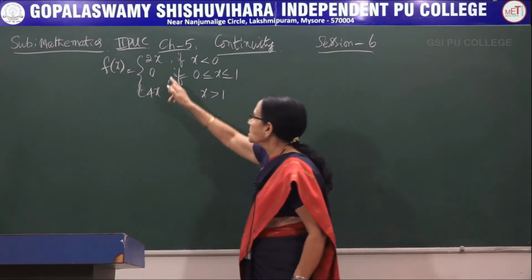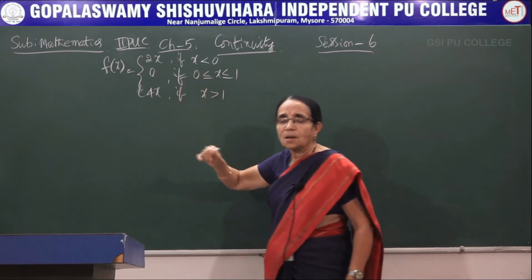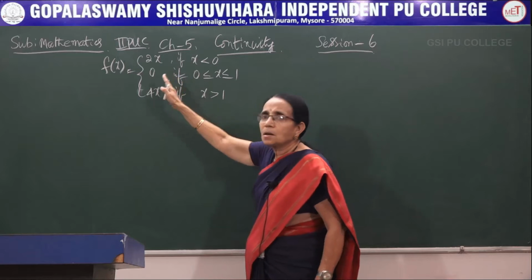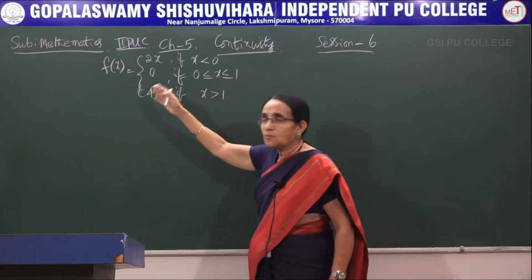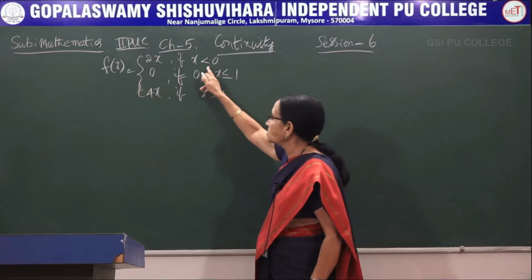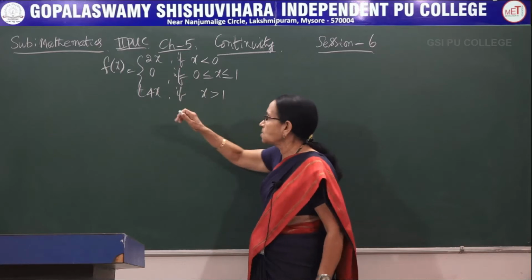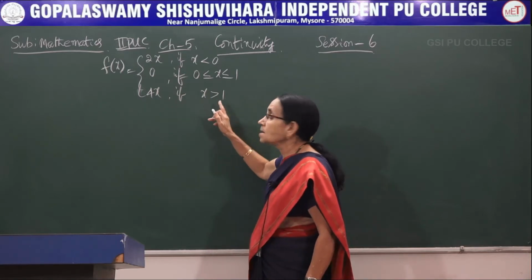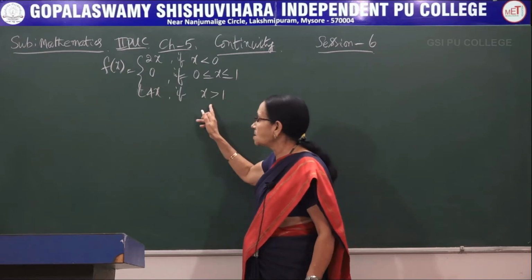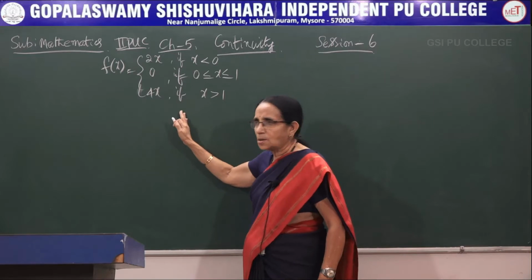Let us see here. f of x is equal to 2x if x is less than 0. That means that when x takes the negative values, we have to check whether the function is continuous or not. For all x less than 0, the function should be taken as f of x equal to 2x. Next, for all the values of x strictly greater than 1, the function is defined like f of x equal to 4x. We have to consider that one.